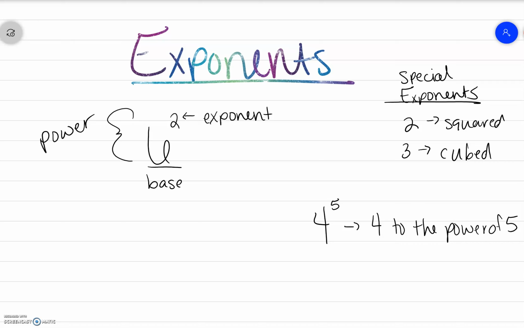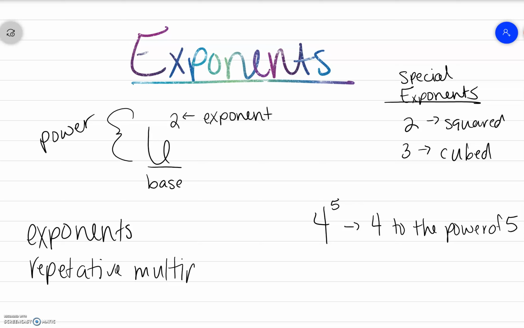All right, but what do exponents tell us to do? Exponents are repetitive multiplication of the base. So exponents tell us repetitive multiplication of the base. How many times is the base being multiplied to itself?